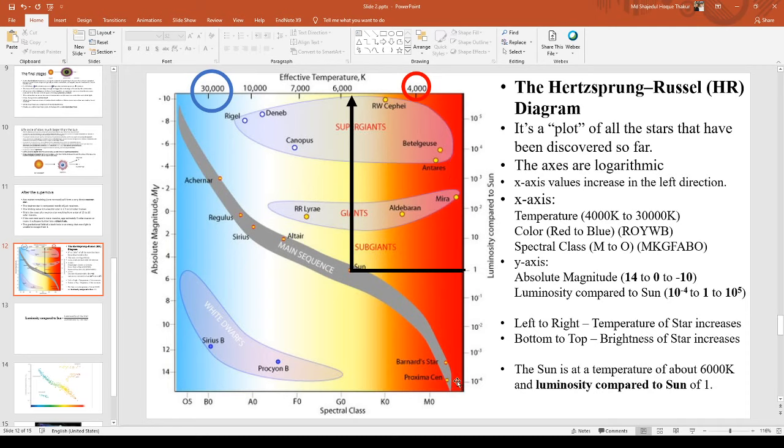On the other hand, if you compare Proxima Centauri, 10 to the power minus 4. This means it is 10,000 times less bright than the sun. 10 to the power minus 4. Okay, I'm saying a lot. So far so good. Any questions so far for everything that we have discussed?